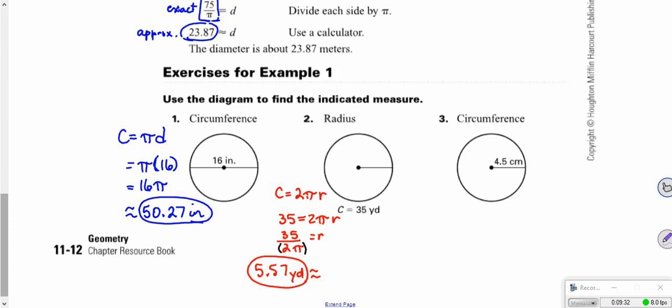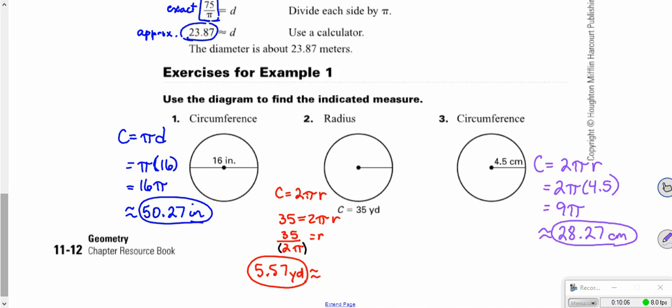Third one here. They again want circumference, but now they didn't give us diameter, they gave us radius. So once again, we're using the equation 2 pi r. So that is 2 times pi times 4.5, or 9 pi would be my exact answer, 4.5 times 2. Approximately, that is 28.27, and that is centimeters. I hope that's pretty straightforward and clear.